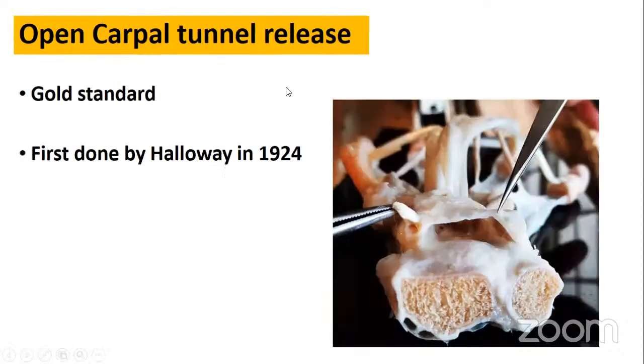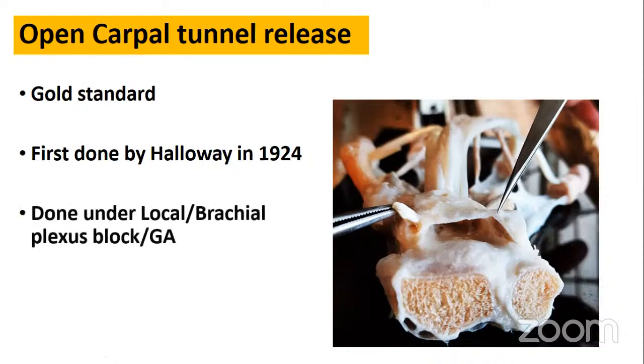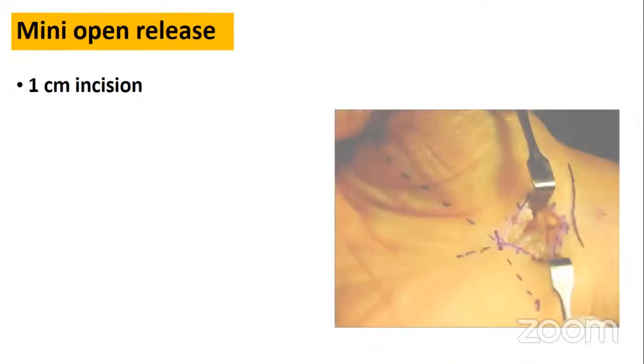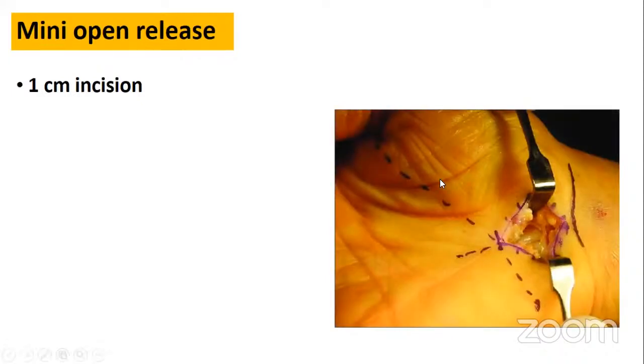The gold standard is, of course, open carpal tunnel release. As early as 1924, it was described. Either you can do it under local, brachial block, general anesthesia, or nowadays even WALANT. So any of these options can be used. Mini open is a 1 centimeter incision. I don't recommend it for beginners. It's only for people who know how to do a proper open release. Then mini open would be worthwhile.